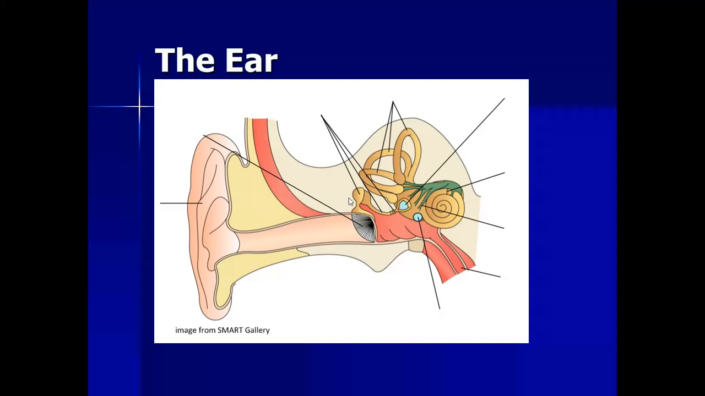So the vibrations of the oval window cause fluid within the cochlea to be displaced, to move. And this displacement, the movement, is detected by small ciliated hair cells within the cochlea. All right? And activation of those hair cells generates nerve impulses, which are transmitted via the auditory nerve to the brain.